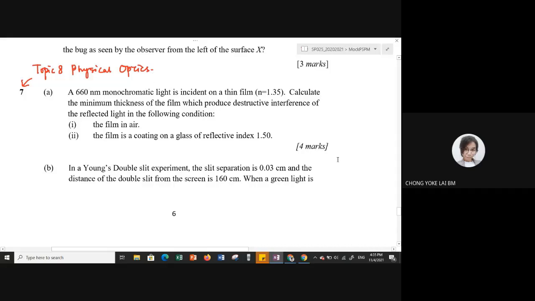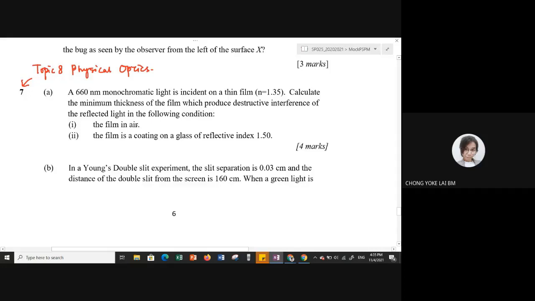So 7A, 660 nanometer monochromatic light is incident on a thin film. Okay, kita kenakan cahaya atas satu filem nipis. The refractive index is 1.35. Calculate the minimum thickness of the film which produces destructive interference of the reflected light in the following situation.